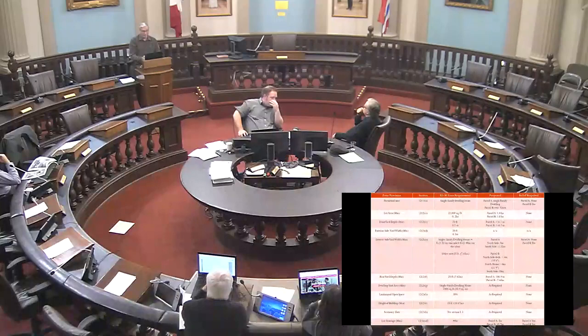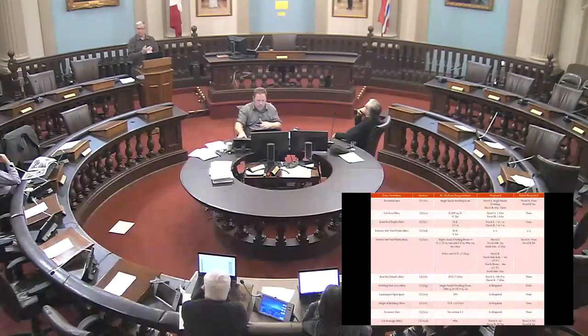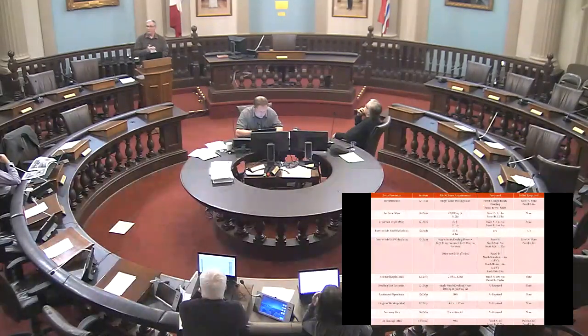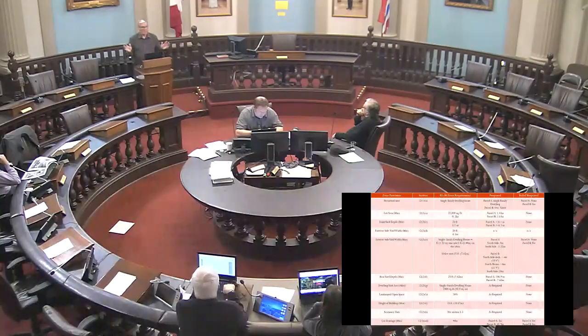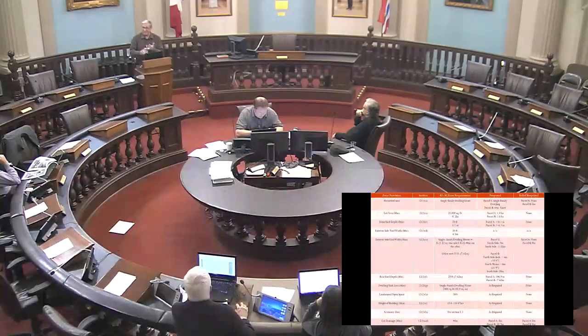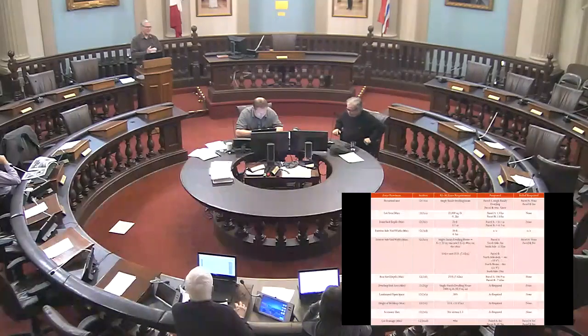There's a table of information that I was provided with, and beyond that, I think it's pretty straightforward. I want to emphasize, nothing is changing. We're not going to add any other units, we're not going to add any other traffic. Each building has its own septic and well, and has had for many years without any issues. Nothing is changing except the dotted line on the survey. So I'll leave you at that and answer any questions.